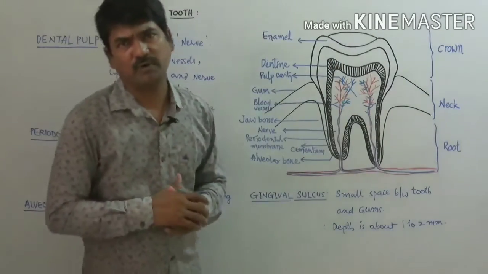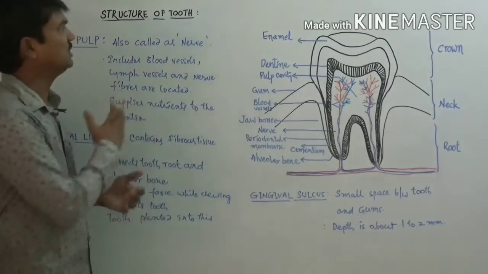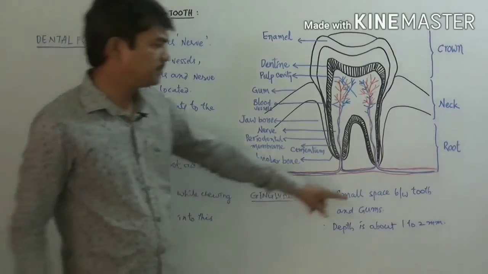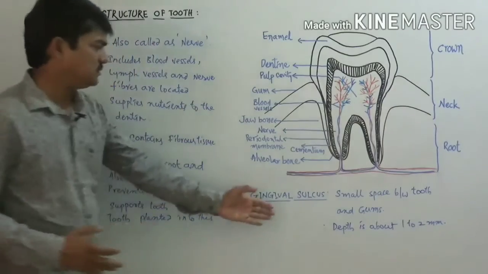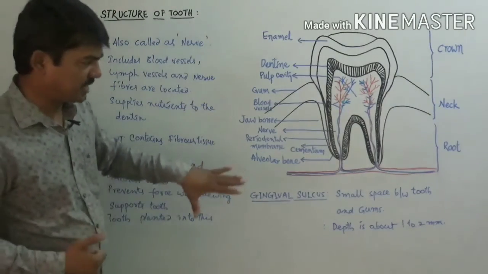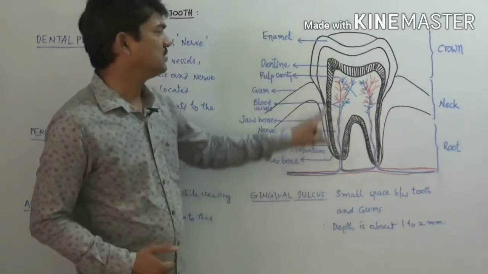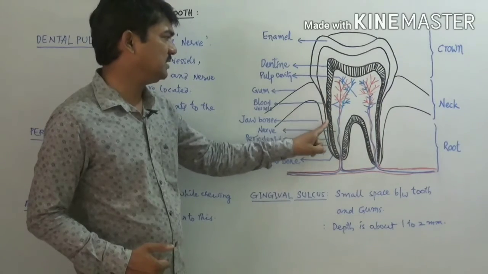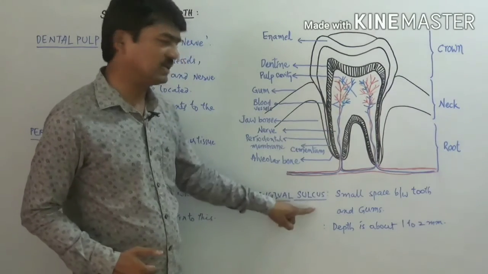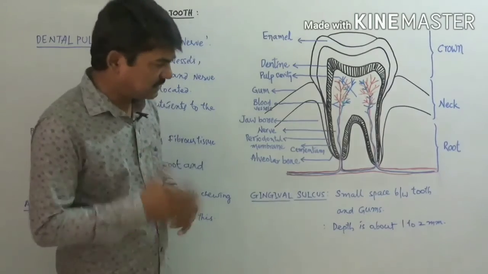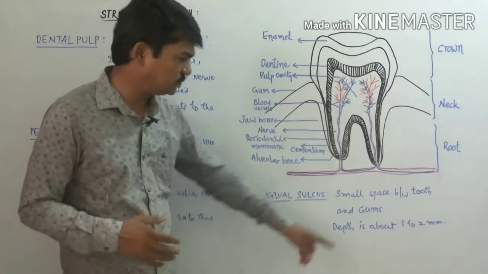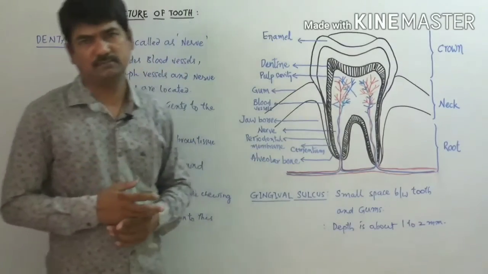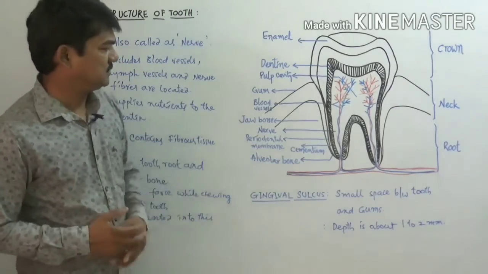Next, the gingival sulcus. It is also one of the important characters present in the tooth. A small space present between the tooth and gums is called the gingival sulcus. This is the tooth, and a space is present; the space is known as the gingival sulcus. The depth of the gingival sulcus in adults is about 1 to 2 millimeters.